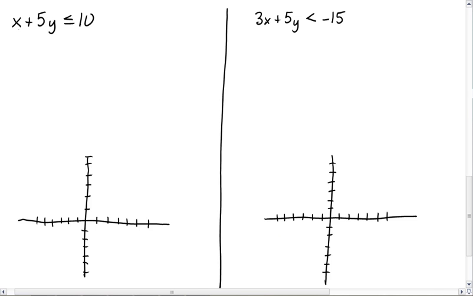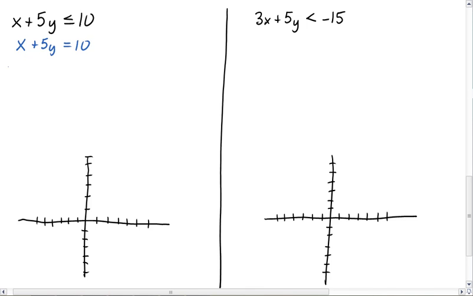Here's the first one. We've got x plus 5y is less than or equal to 10. We want to first find that division line. What's the division line between the points that work and the points that don't? So we're just going to temporarily change this to an equal sign so that we can get a line out of it. Okay, and then we'll solve it.